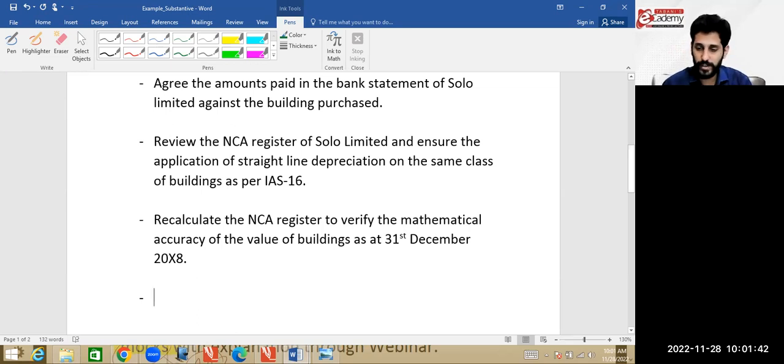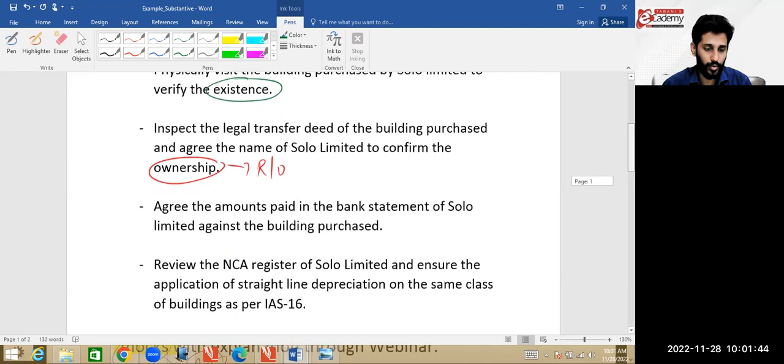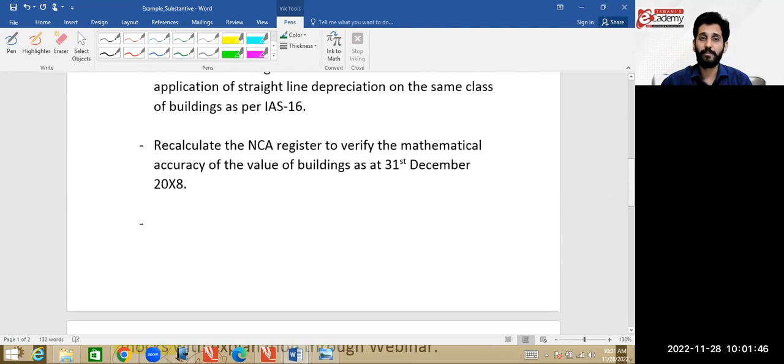How many procedures have we written so far, by the way? 1, 2, 3, 4, 5. We have written 5 procedures.